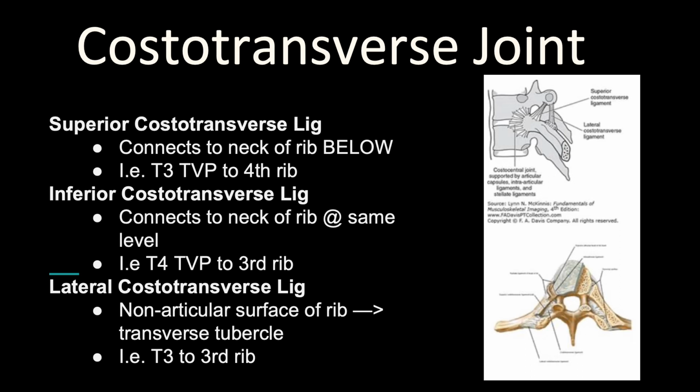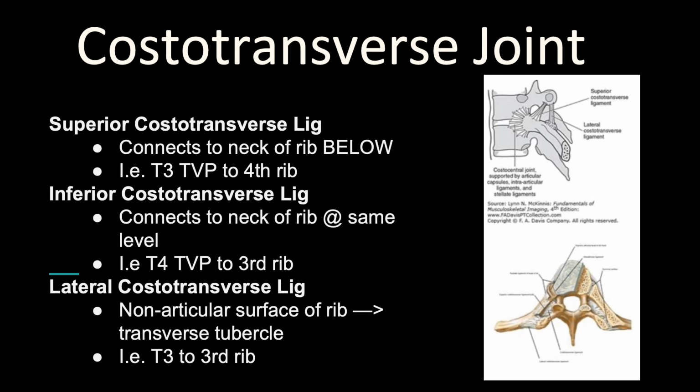So sometimes the superiors and inferiors are a little bit hard to keep straight, but I always think of the superiors reaching down to support the rib below it. The inferior costotransverse ligament is going to connect to the rib at the same level, so inferior, but it reaches kind of straight across. And that's a typo in that example, I apologize. The T3 TBP would go to the third rib. The T4 TBP would go to the fourth rib.